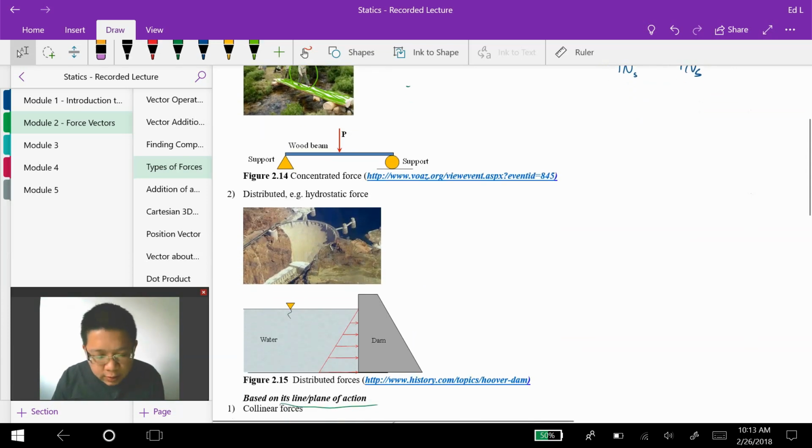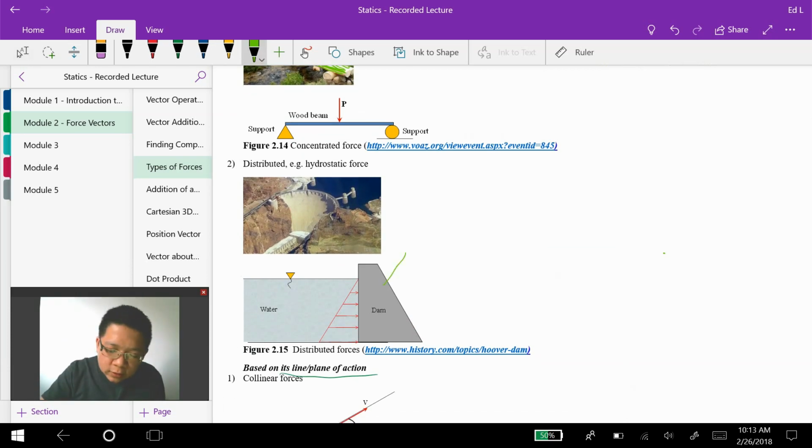The second type of force is distributed forces, and one type of distributed force is hydrostatic force, which you have learned in physics. For example, if I consider a dam trying to block water behind it, and I draw a two-dimensional drawing, this is the dam and this is the water behind the dam. We have learned that the distribution of the forces of the water, or the hydrostatic pressure, is triangular, and this triangular distributed force is a type of distributed force.